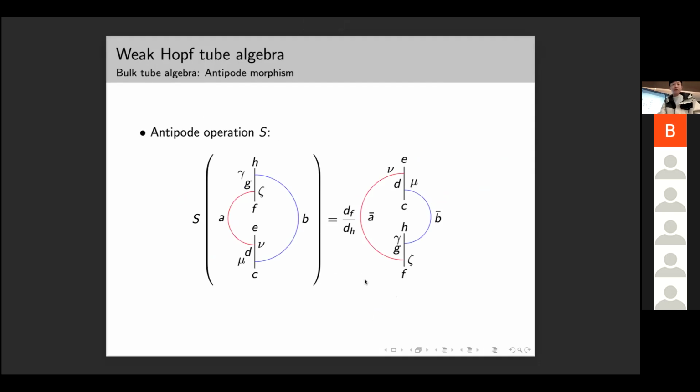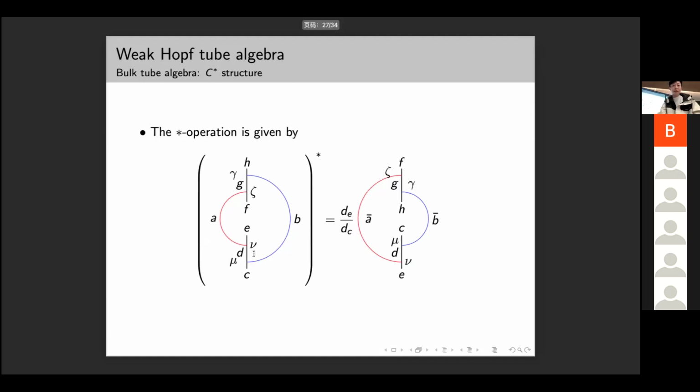And we can also provide the antipode operation in the following way. We can just drag the lower part into the top part, and we take some moves, and we can define it in the following way. And there is also a star operation.